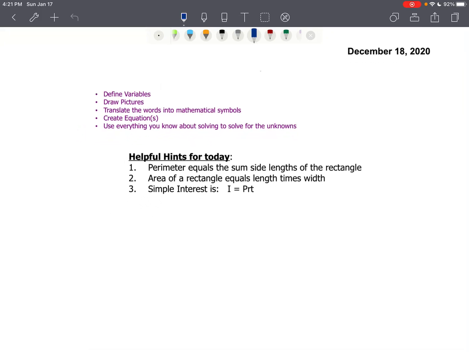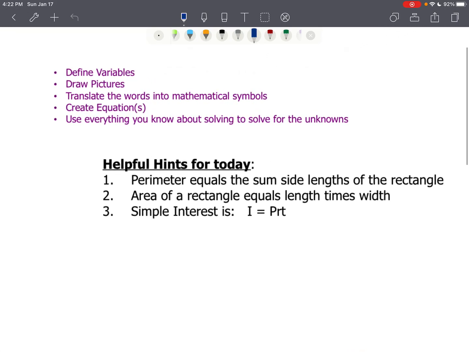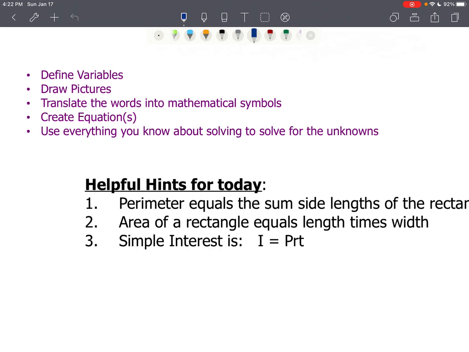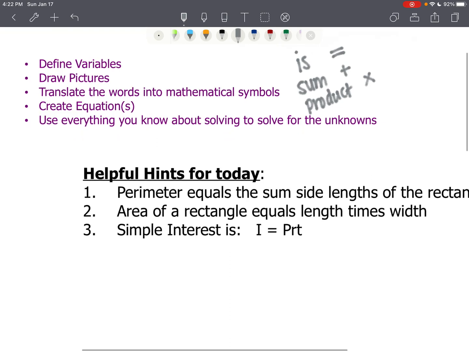In this series of videos, we're going to be solving applied problems, which are also called word problems. Now, when we solve word problems, it really helps to define variables, to draw pictures, translate the words into mathematical symbols, such as is means equals, sum means addition, product means that you're going to be multiplying. Then you're going to create equations and then use everything you know about solving to solve for the unknowns.